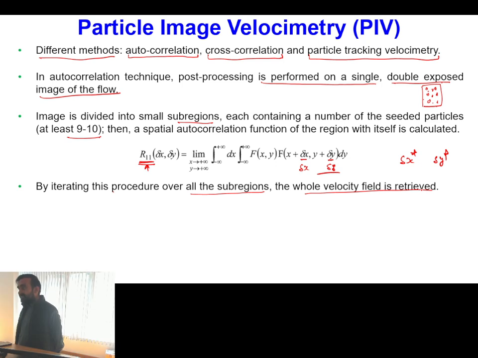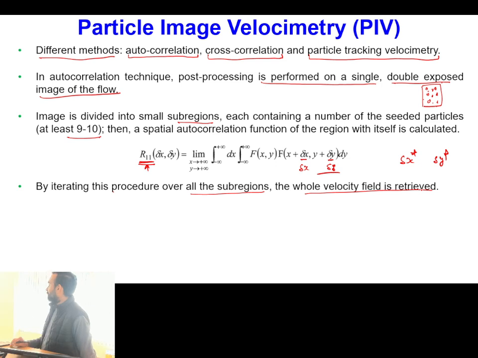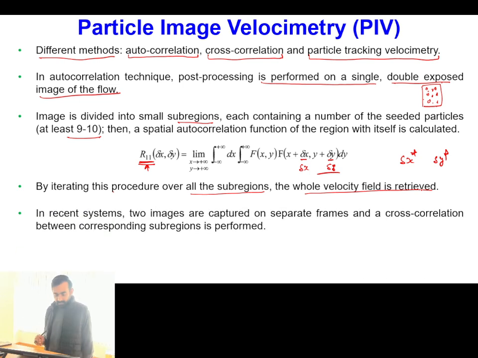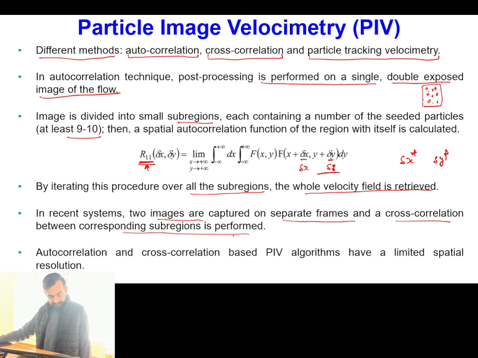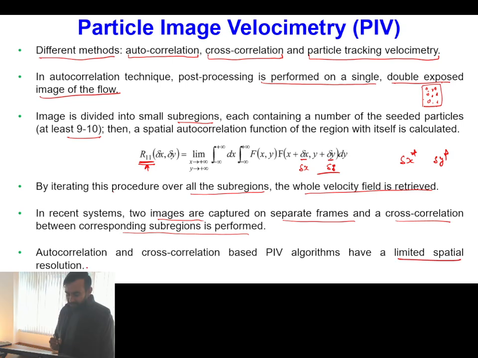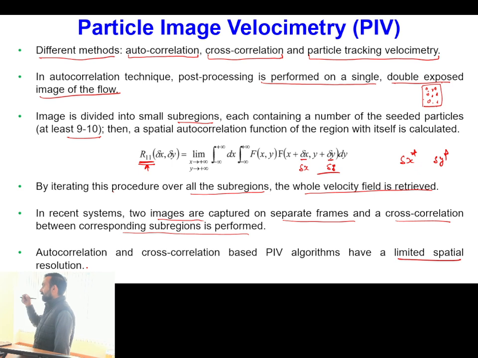You can consider how much computational resource will be required for correlating all the subframes. And of course, if you have time resolved PIV, then you have to do the same process at a large number of time intervals. In the advanced system, two images are captured on separate frames and then cross correlation between the two subregions is performed, the way I explained in the previous discussion. The disadvantage is that these have limited spatial resolution, which is limited by the size of the grid.